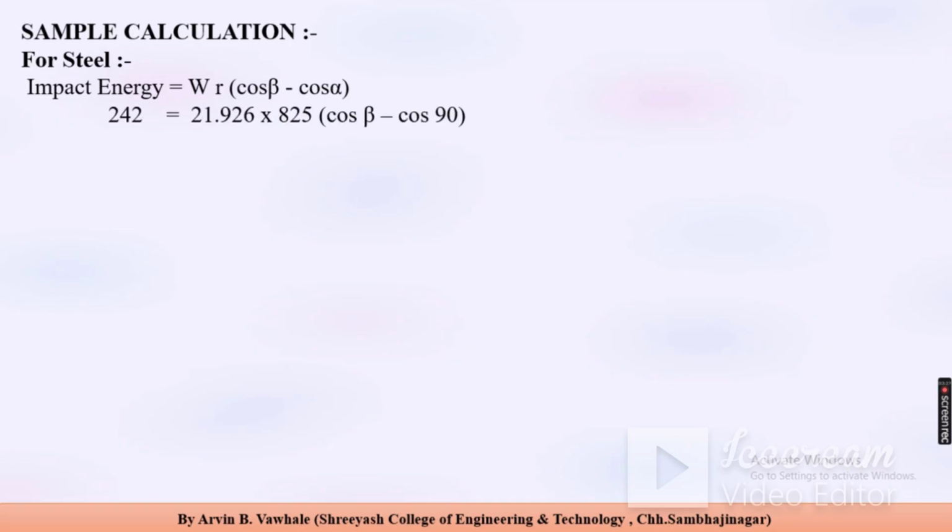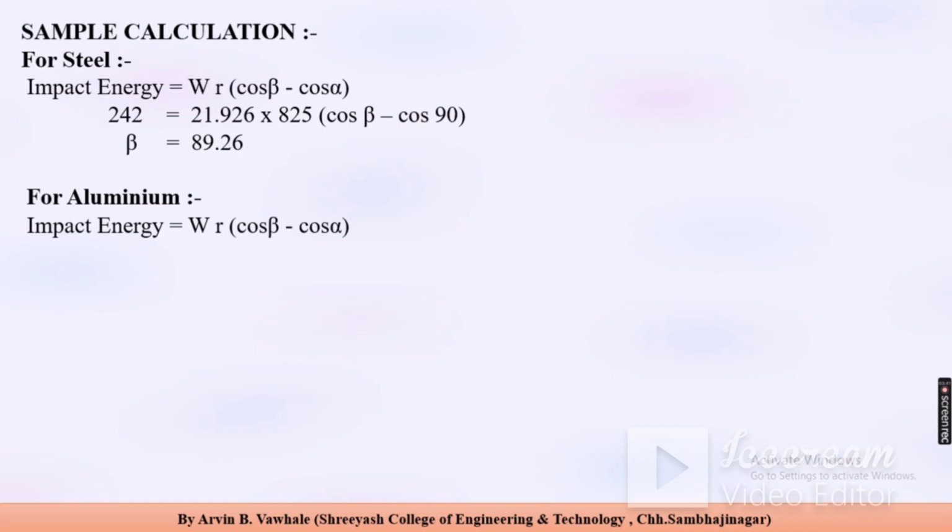Sample calculation. For steel, impact energy equals WR(cos beta minus cos alpha). 242 equals 21.926 into 825, (cos beta minus cos 90). After calculating, we get beta value equal to 89.26 degrees. For aluminum, impact energy equals WR(cos beta minus cos alpha). 22 equals 21.926 into 825, (cos beta minus cos 90). After calculating, we get beta value equal to 89.93 degrees.